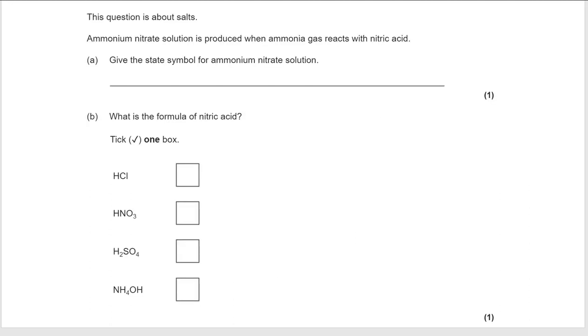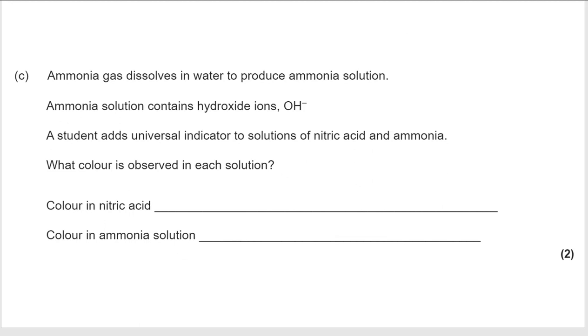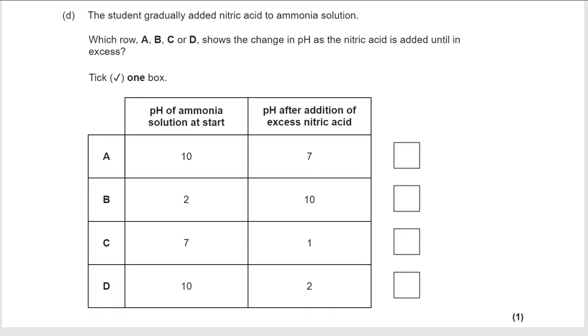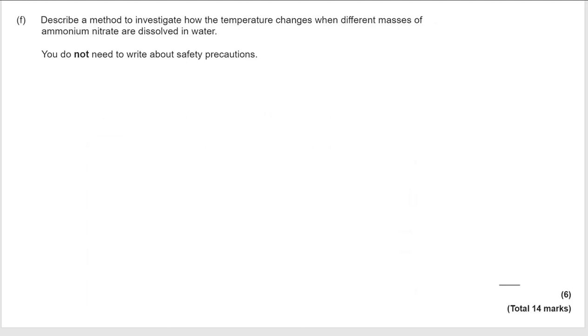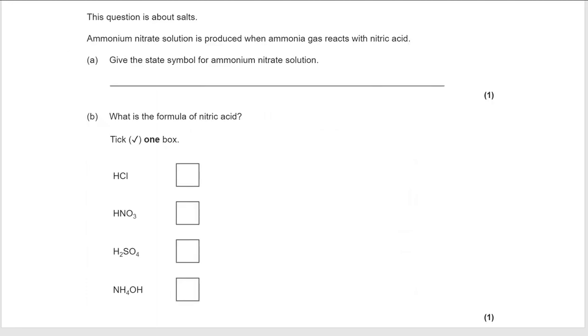So here is part A and B, part C, part D, part E, and finally part F, which is the 6-marker component of this question. So now let's begin the review.